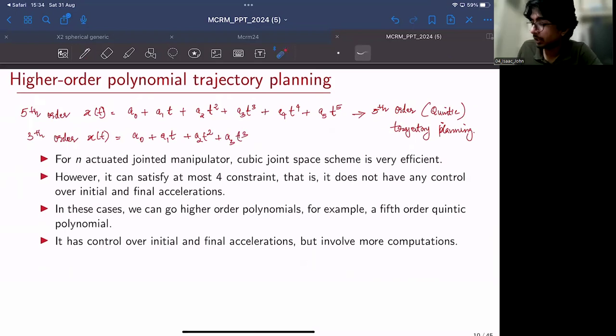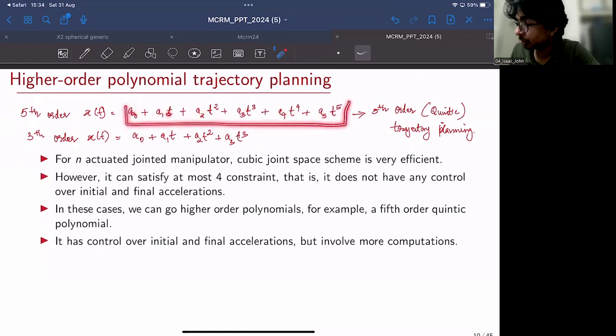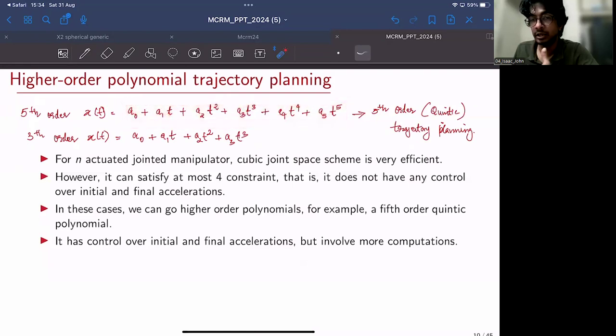So one difference is that, as you can see, there are a lot more unknown coefficients, right? There are 6 unknown coefficients, so you require 6 equations.